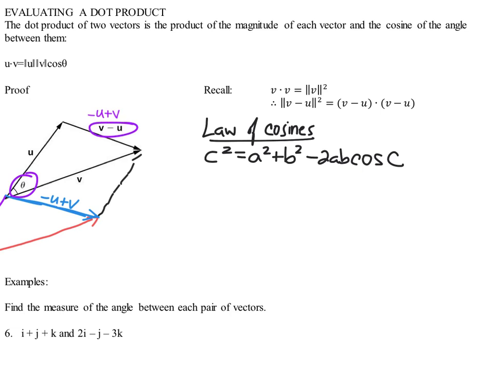Now, v minus u is not a side. That's a vector. The magnitude of that is your side. So the magnitude of v minus u squared would be equal to, now a and b are interchangeable, so it doesn't matter, u then v or v then u. But they're still magnitudes.